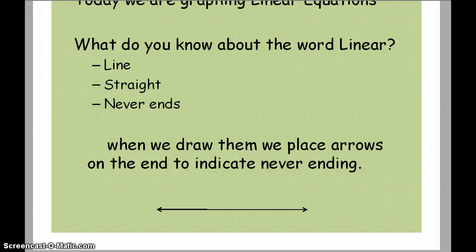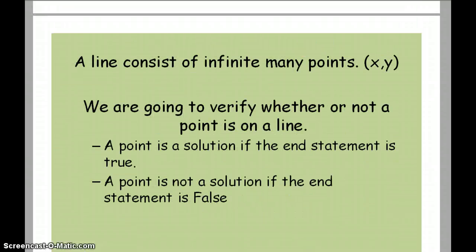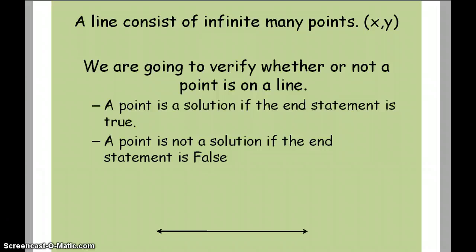Now, one of the things we have to be careful of is when we do our graph on the coordinate plane, we have to be sure that we place arrows on the end, because these arrows indicate that the graph never ends. If you don't put the arrows on the end, you're just drawing a line segment, and that's not the same thing. So a line consists of infinitely many points, x and y.